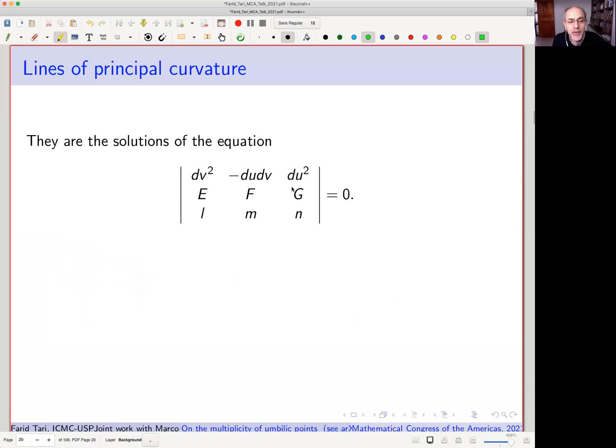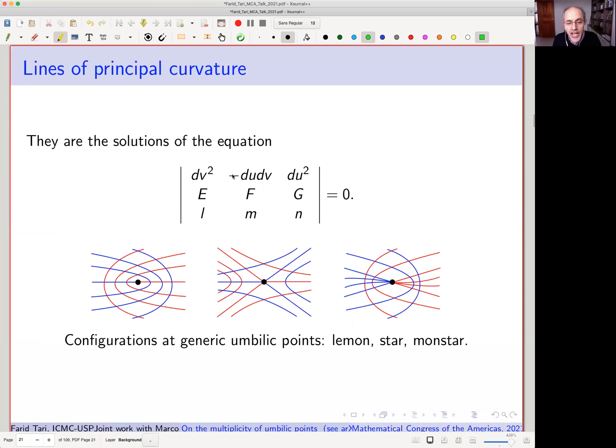And these lines of principal curvature are the solution of this equation, a binary differential equation, which can be written in a simple way as a determinant. Okay, it happens these equations have been studied for a long time. At each point away from an umbilic point, I have two principal directions, two curves, basically. Away from umbilic points, I have two directions.